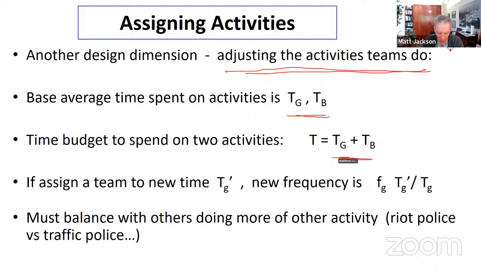And so there's a total time budget that a team is going to have to spend on average, which is whatever the time that they would naturally be spending on good and bad. But the idea is that we could assign some team to some new frequency and put them, say, more on the good game and less on the bad, but then we're going to have to balance with some other team doing more of the other activity in order to keep the total amount of production or task assignments the same. So there's just a constraint here.